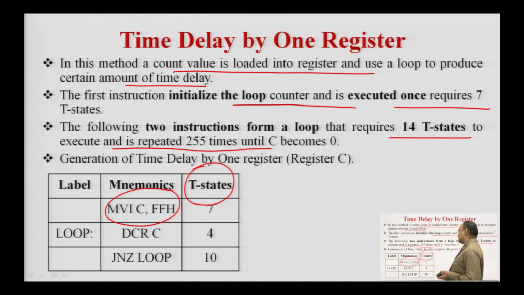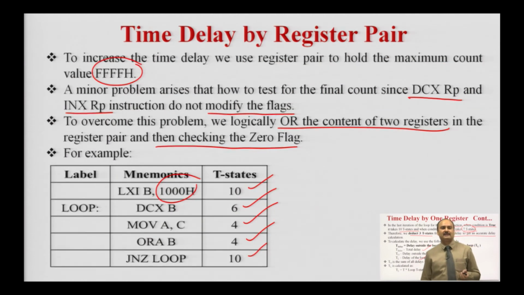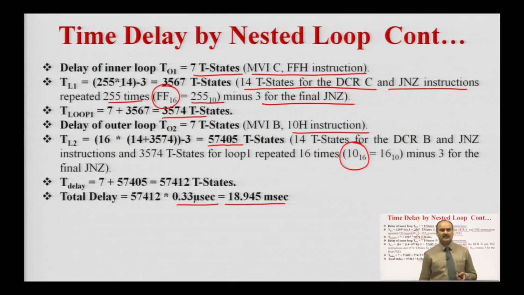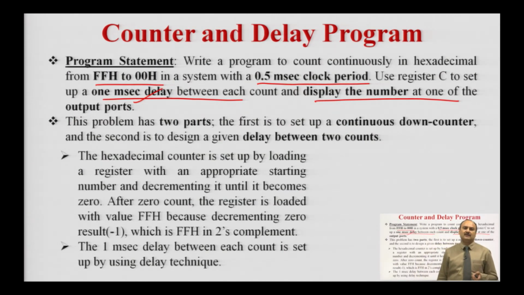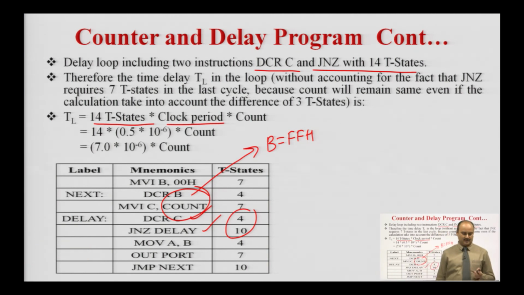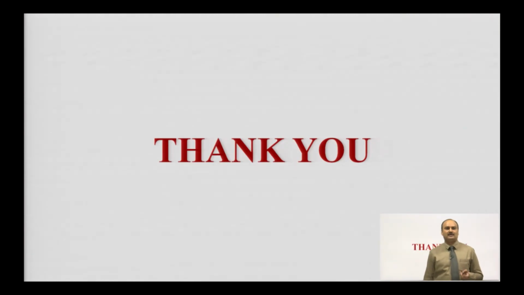The MVI C instruction uses 7 T states, the DCR C instruction uses 4 T states, and the JNZ instruction uses 10 T states. When the condition is true, it requires 10 states, and when the condition is false, it requires 7 T states. So, this is the procedure through which we can generate the time delay with the help of a register pair, a single register and the nested loop, and this is the program through which we can design the down counter and generate the time delay between these two count values, and finally send the value to the output port. Thank you very much.